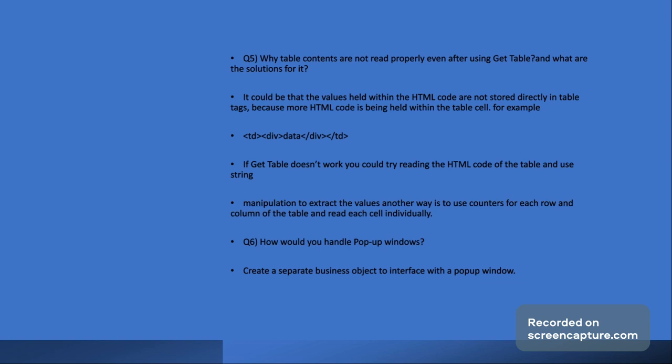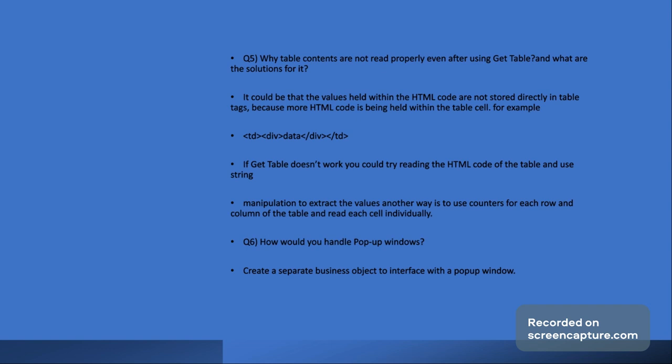It could be that the values held within the HTML code are not stored directly in table tags, because more HTML code is being held within the table cell. For example, in <TD>, <div>, data in <div>, in <TD>. If getTable doesn't work, you could try reading the HTML code of the table and use string manipulation to extract the values. Another way is to use counters for each row and column of the table and read each cell individually.